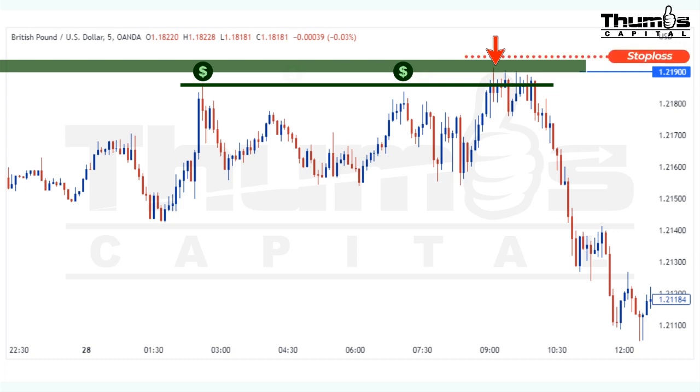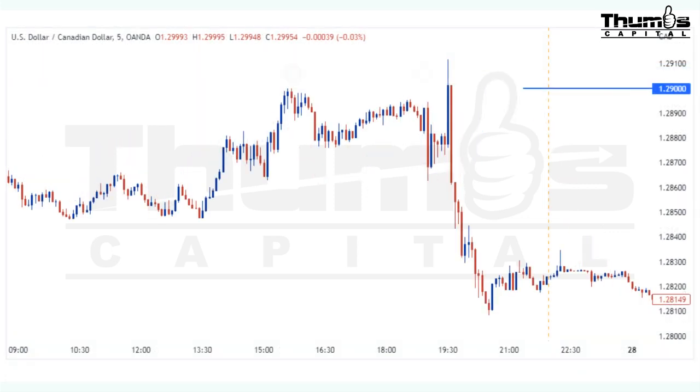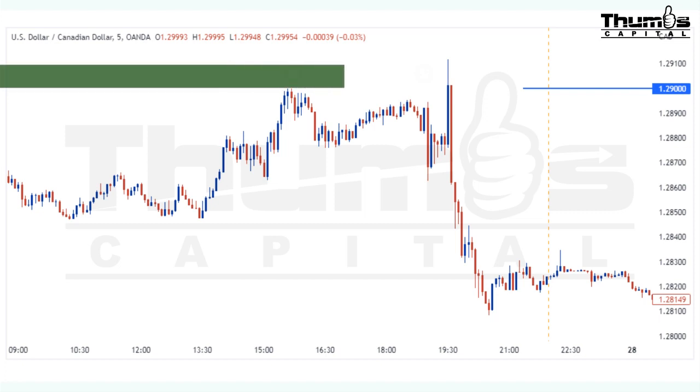If you miss the entry in the liquidity run, the second entry will be at the retest of the equal high right here. Here we have a second example on the USD CAD 5-minute chart with 1.29 as our sell zone lower price. Let's assume this rectangle marks the sell zone.